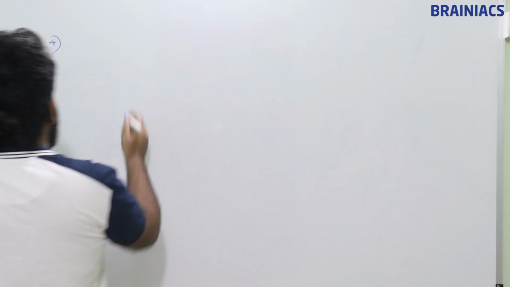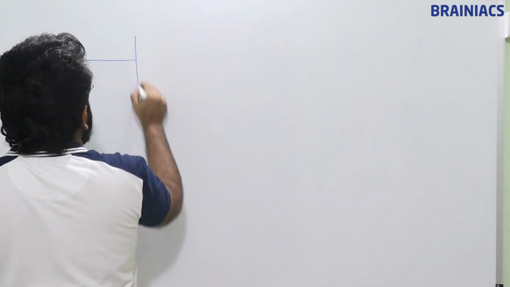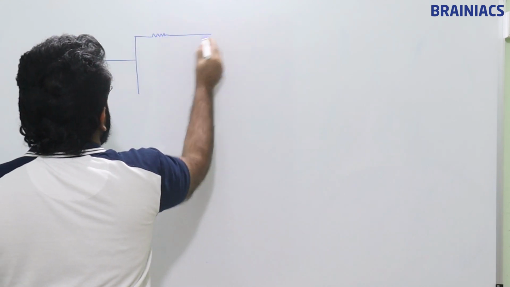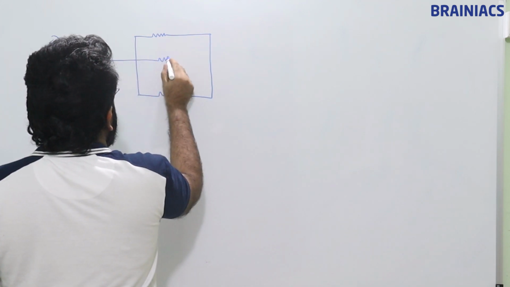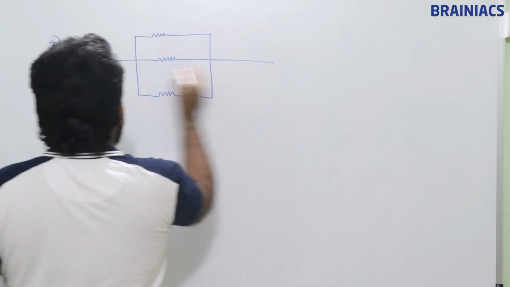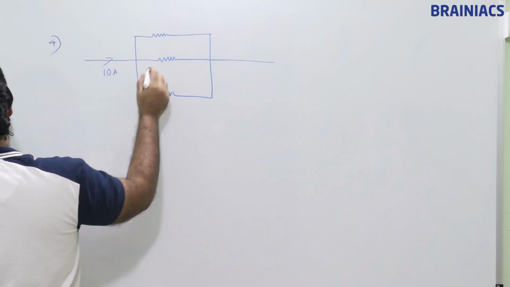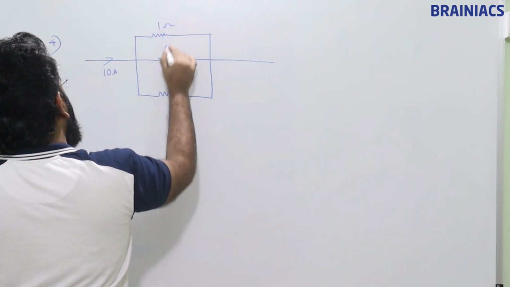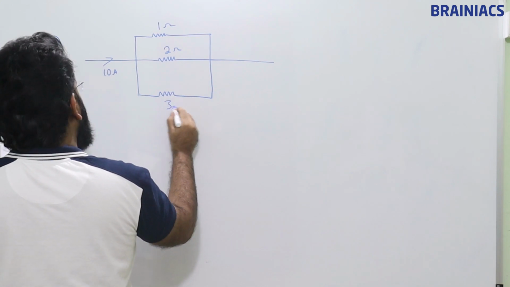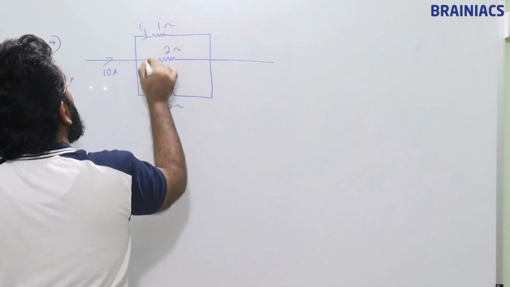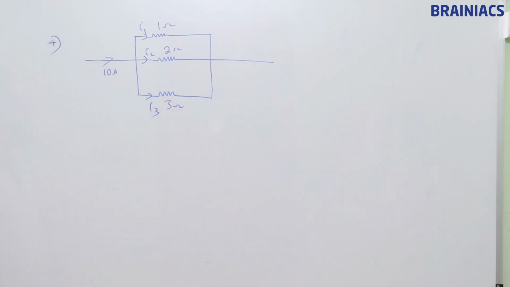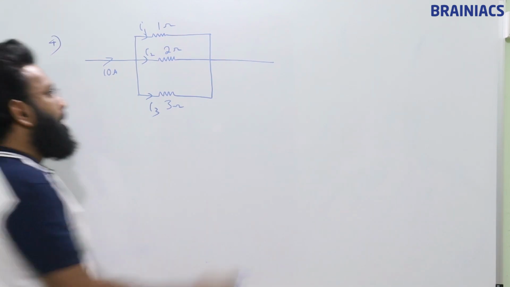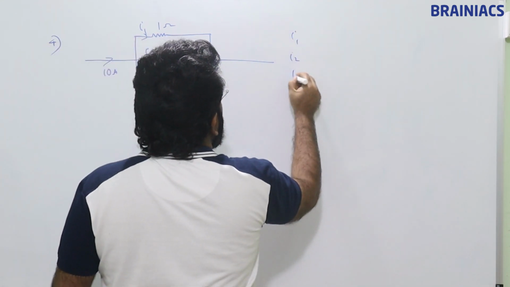Take another question. Ampere is coming. 1 ohm, 2 ohm, 3 ohm. So this is I1, this is I2, this is I3. So find I1, I2, I3.